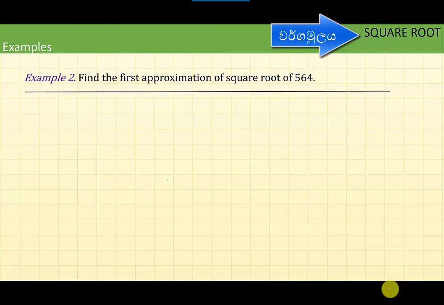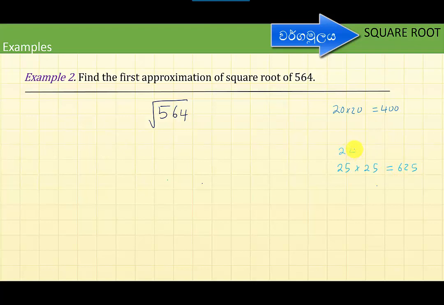Square root example number 2. Find the first approximation of the square root of 564. So we need the square root of 564. Now, the first step is to find the perfect square that is closest to 564. If you remember, 20 times 20 is 400. 25 times 25 is 625. So 564 is very close to this.